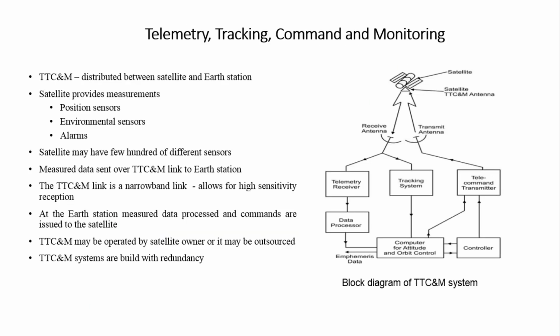Telemetry, tracking, command and monitoring, TTC and M. Distributed between the satellite and the Earth station. Satellite provides measurement, position sensing, environmental sensing, and alarm. Satellite may have a few hundreds of different sensors. Major data is sent over the TTC and M link to the Earth station. The TTC and M link is a narrow band link, allowing for high sensitivity reception.